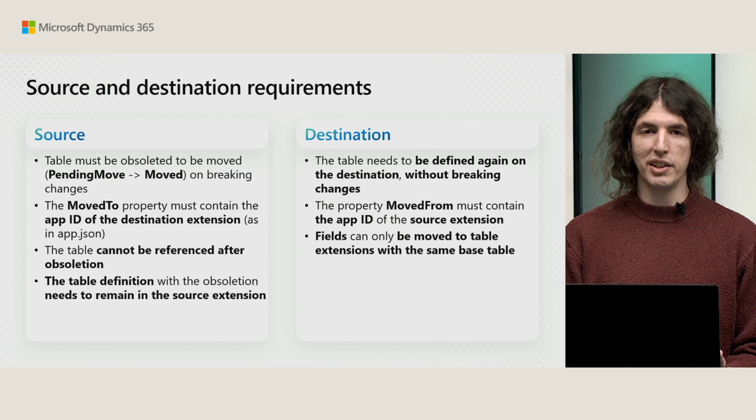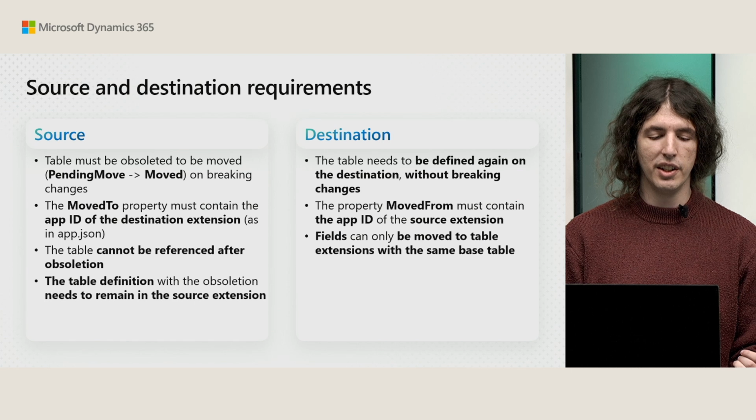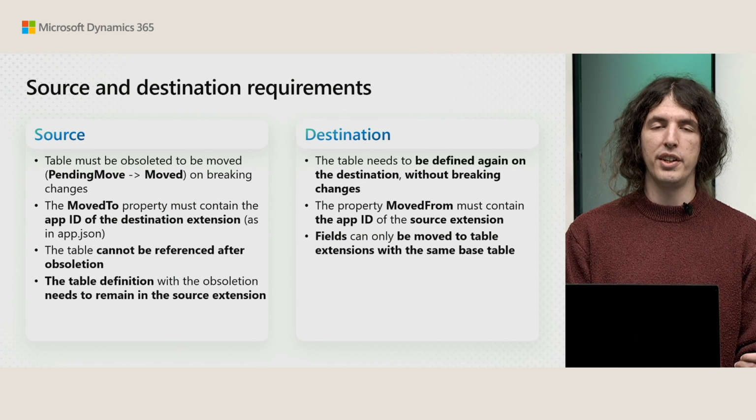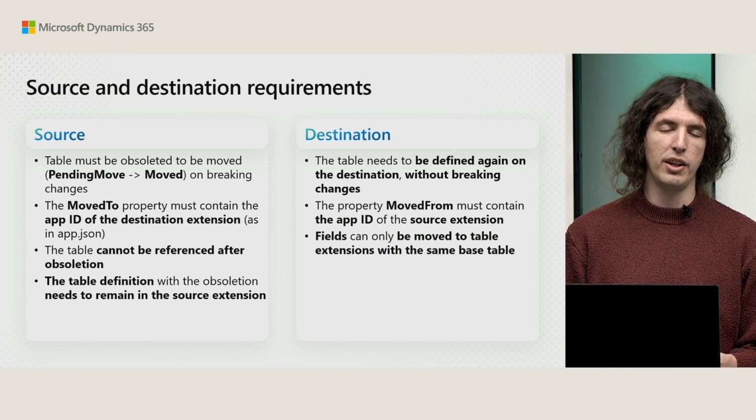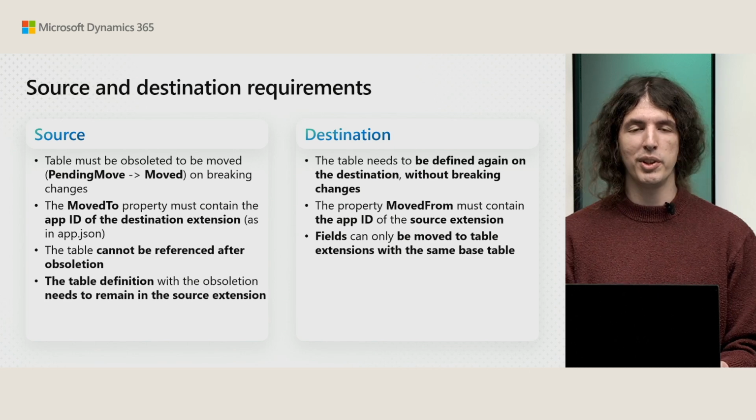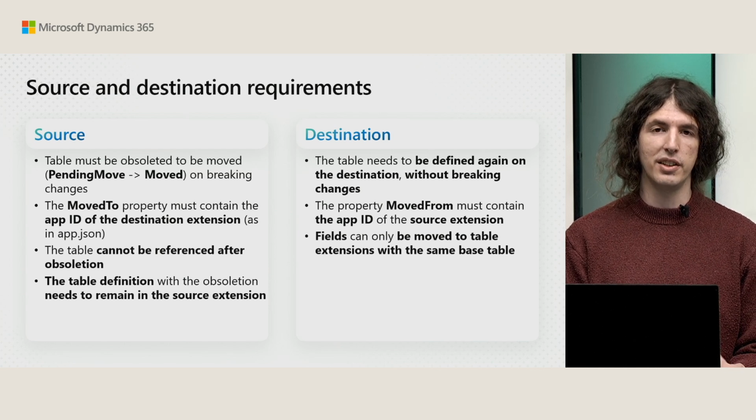Another thing to keep in mind is that as soon as we move out our table, until the takeover is done, the table will not be able to be referenced. That means that if there are other apps which reference it, then they will have compilation errors or errors in the runtime. Finally, we need to keep the table definition in the source extension because it is used to validate that the move has been done properly every time an app is installed.